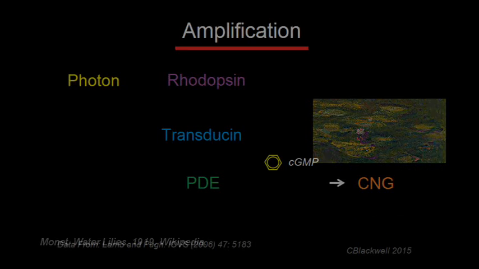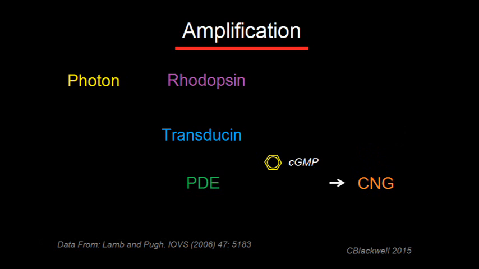An important concept to understand is how the signal is amplified. That is the idea of being able to detect and signal the arrival of a single photon. Here's how that works. First, one photon activates a single molecule of rhodopsin. Second, a single activated rhodopsin then activates about 400 G proteins per second.